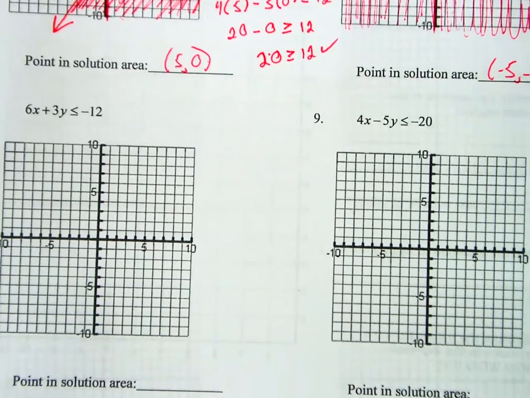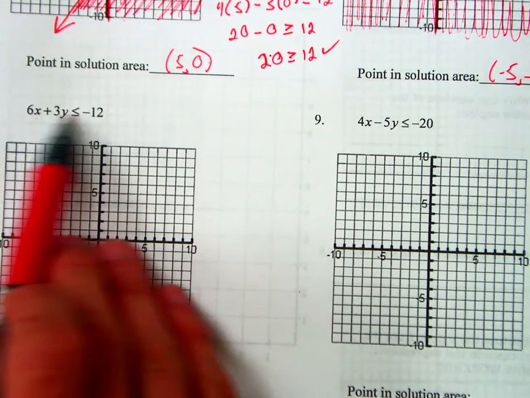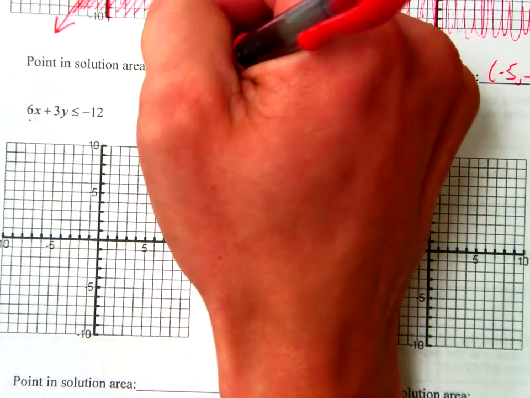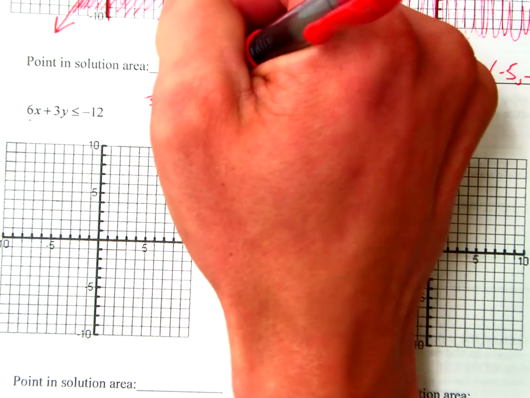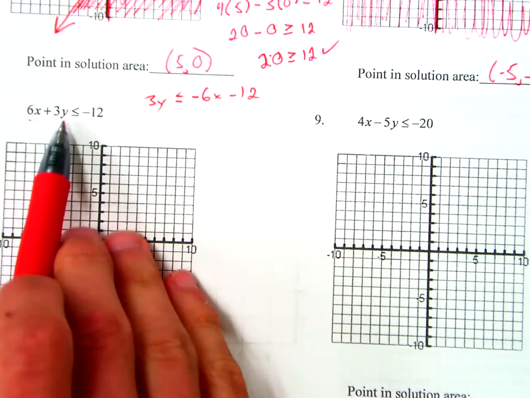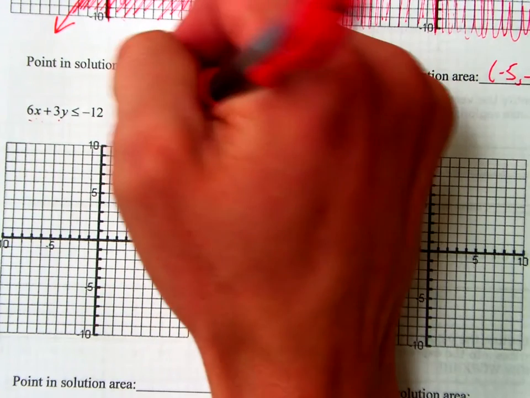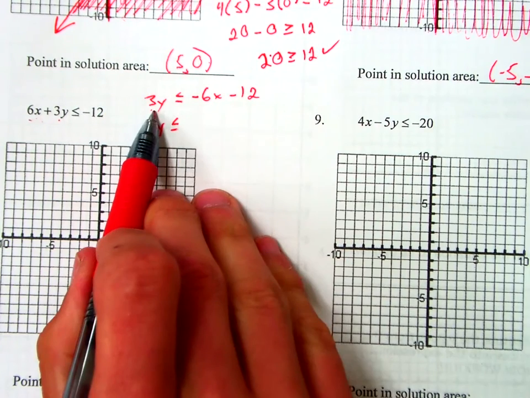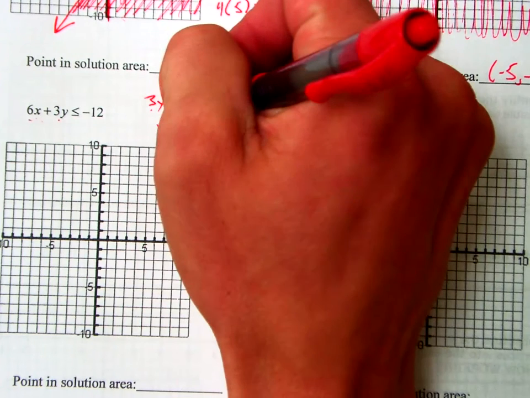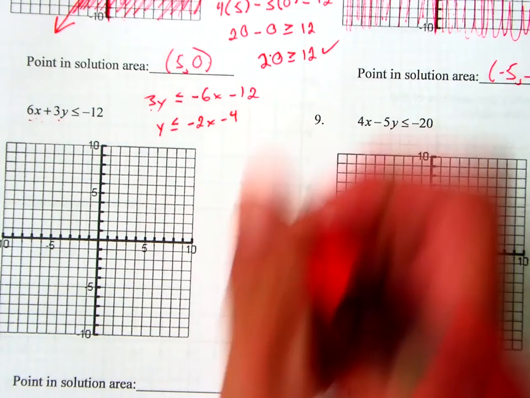Next. Let's go ahead, let me see. Let's do one that's not negative. So this one. I'm going to start off by solving for y. I'm going to move the 6x to the other side, so I've got 3y less than or equal to negative 6x minus 12. Next, I'm going to divide by that 3 right there, or this 3. So I'm going to have y less than or equal to, and because I'm dividing by a positive number, my sign's not going to switch. Negative 2x, and then negative 12 divided by 3 is going to be negative 4.